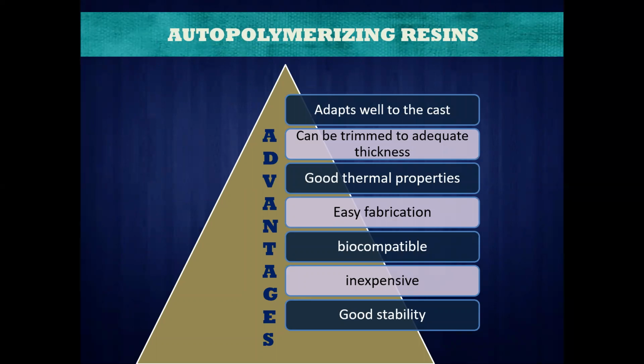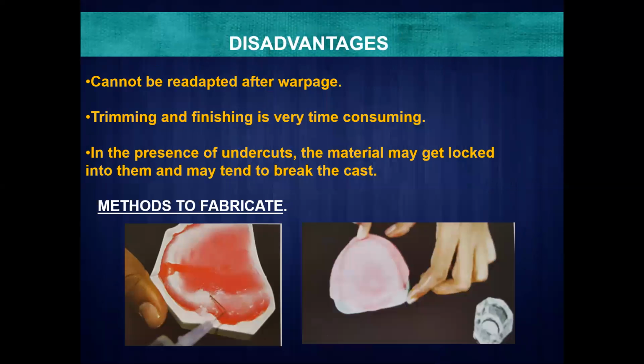Autopolymerizing resins, commonest used material. It adapts well to the cast, can be trimmed to adequate thickness. It provides good thermal properties. It is easy to fabricate, biocompatible, inexpensive, and provides good stability to the tray. But the disadvantages are it cannot be readapted after warpage. Trimming and finishing is very time consuming. In the presence of undercuts, the material may get lodged into them and may tend to break the cast.